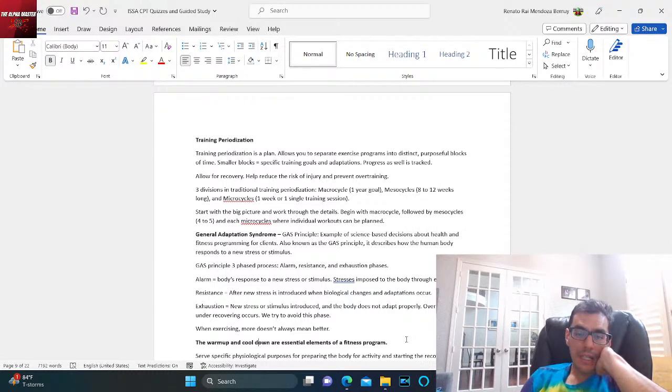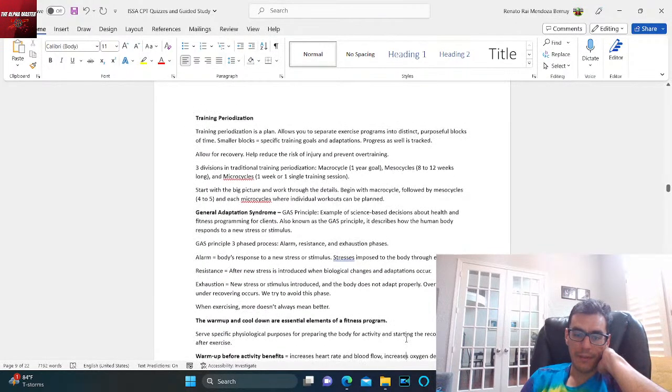The warm-up and cool-down are essential elements of the fitness program. They serve specific physiological purposes: preparing the body for an activity and starting the recovery process after exercise.